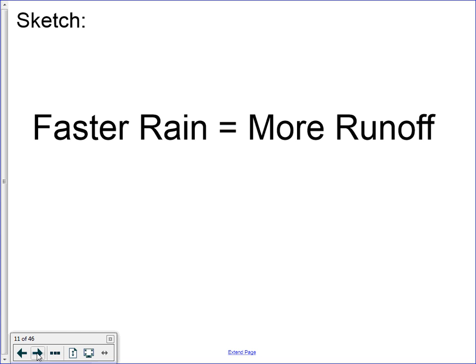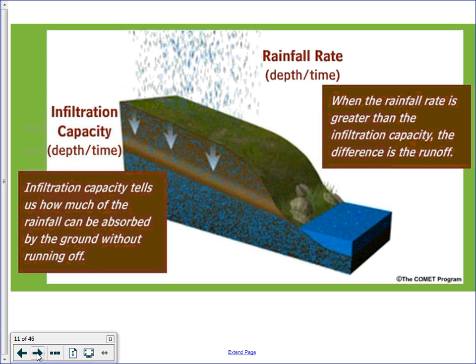If this video is going too fast, you know that all the notes are on Canvas, so you have two ways of getting these notes. Here's another picture that's kind of cool, that's just showing how slower rain is going to be able to be absorbed, faster rain is going to drain and become runoff somewhere.